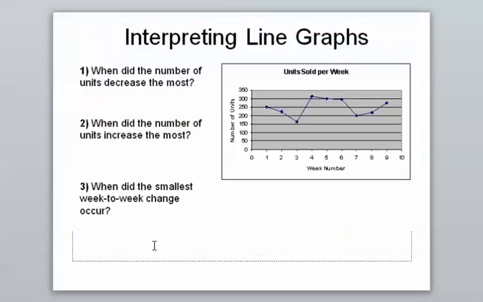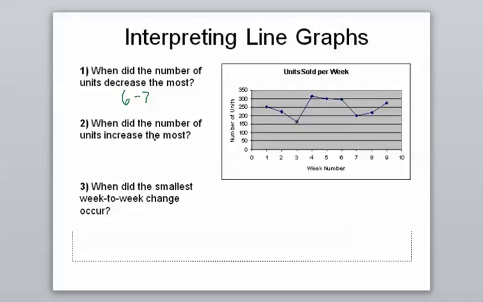How about line graphs? Can we do the same sort of thing with line graphs? I think we probably can. It says, when did the number of units decrease the most? Well, if I'm looking at this, am I looking at the lowest number here? Not necessarily. I'm looking at where it went down the most. Okay, so I'm looking for the steepest slope down, and I'm thinking that's between 6 and 7.